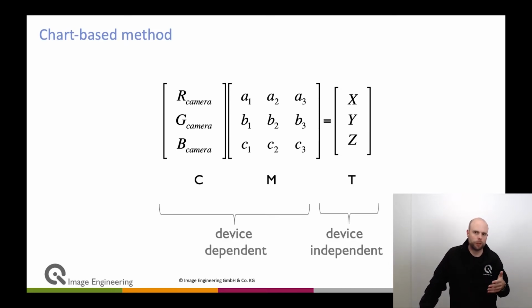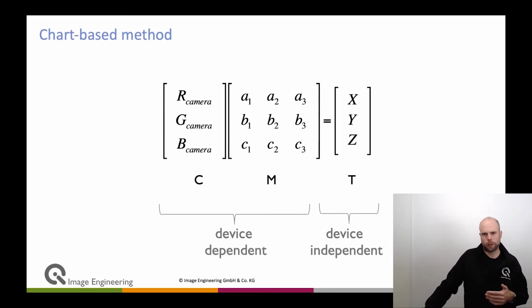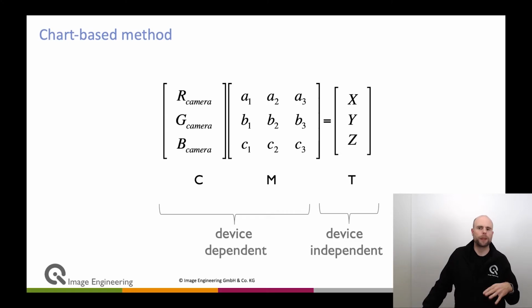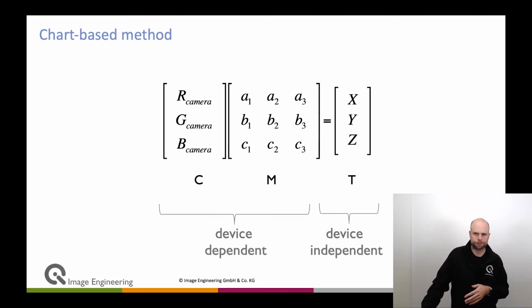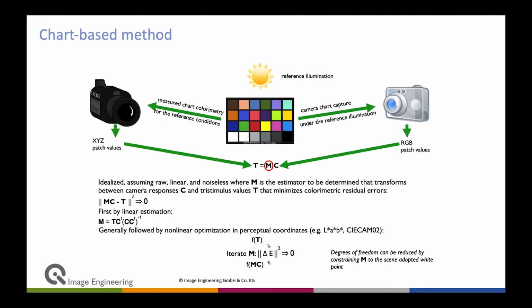For example, with a 3x3 matrix. The XYZ can then be considered device independent because it is a description of the color independent from the camera that captured it. The RGB is device dependent, but also the matrix is device dependent. The camera will give different RGB values, so the matrix will be different. So how does that look?